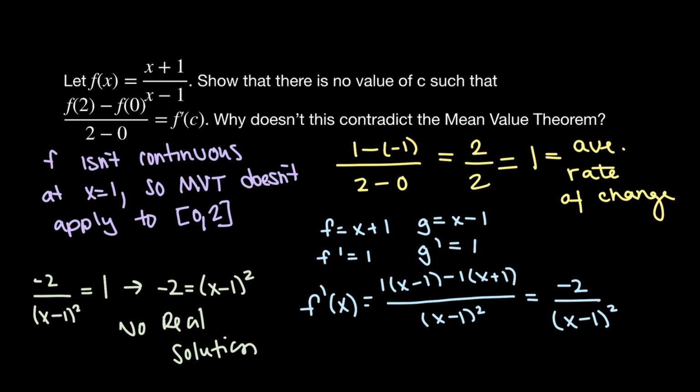Well, the mean value theorem says our function has to be continuous and differentiable to guarantee a place where the instantaneous rate of change equals the average rate of change. And this function is not continuous at x equals 1. The denominator has an x minus 1. Rational functions are only continuous on their domains, and this function is not defined when x equals 1. So this function is not continuous at x equals 1, and 1 is in the interval from 0 to 2. So the mean value theorem does not apply to that interval because the function isn't continuous.